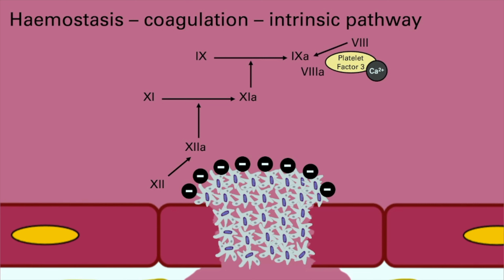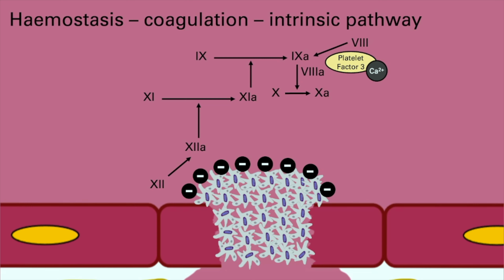Factor 8 interacts with the activated factor 9 and forms a complex that also requires the binding of platelet factor 3, which comes from the cell membrane of platelets, and calcium, which is released from the delta granules of the activated platelets. This complex converts inactive factor 10 into its active form, which is the first stage of the common pathway.